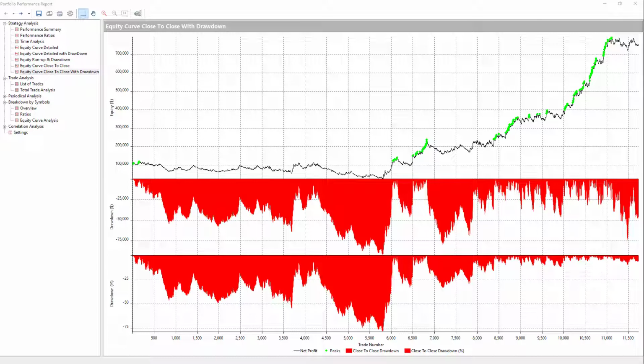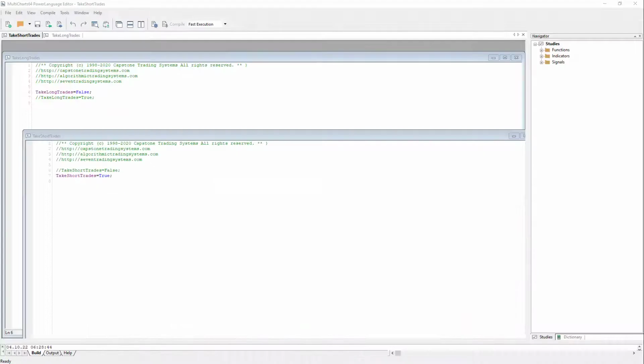I've used global variables and the Power Language Editor in Multicharts to do this. I've created two global variable functions called take long trades and take short trades, and I've added this to each strategy. And so if I want to turn off all long trades, I can set this to false and set the take short trades to true. By default, they're both true. So I comment out take long trades and comment equals false, and comment in take long trades equals true. And so by default, they're both true.